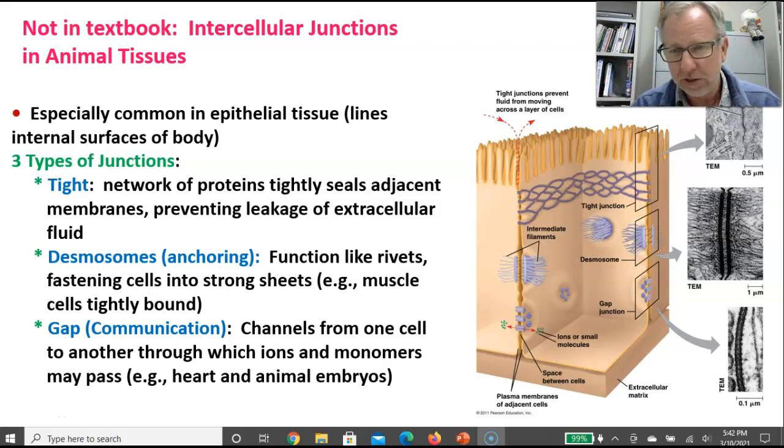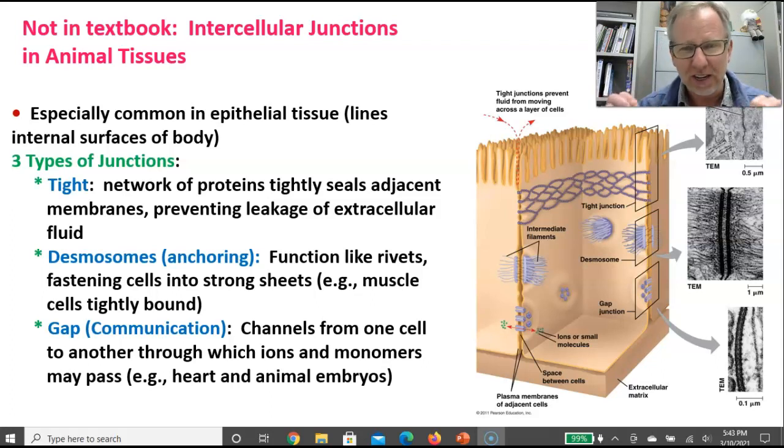Tight junctions, look at the figure, okay? It's a great figure showing you these things. Tight junctions are networks of proteins, like a mesh, that tightly seals adjacent membranes and prevents the leakage of fluids to the outside of cells. You don't have fluids leaking out of your body onto your skin, in part because of tight junctions that are sealing off your epithelial cells from the liquids and fluids inside your body. You also have tight junctions lining the cells of your intestines, really helping to control the movement of fluids across those cells.